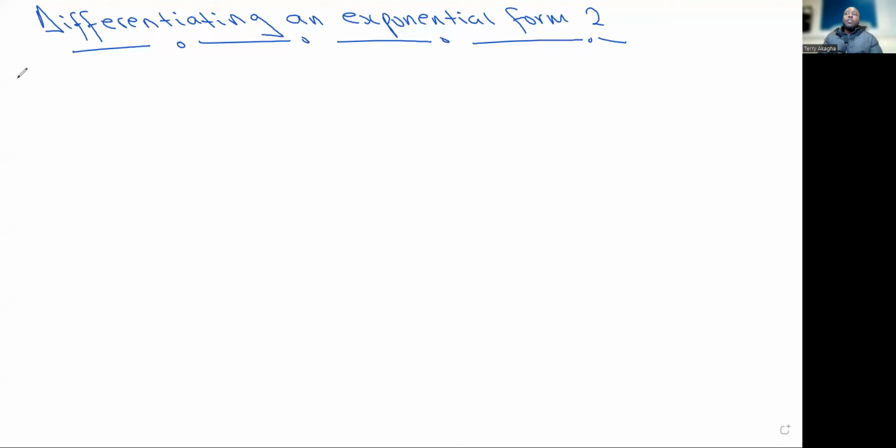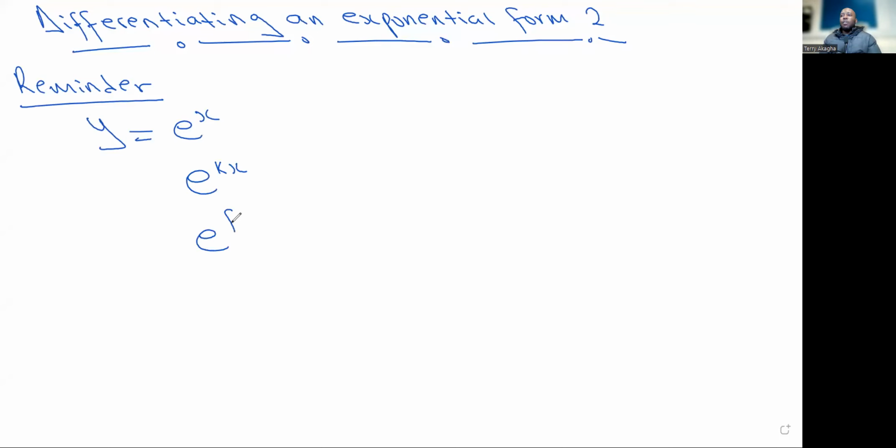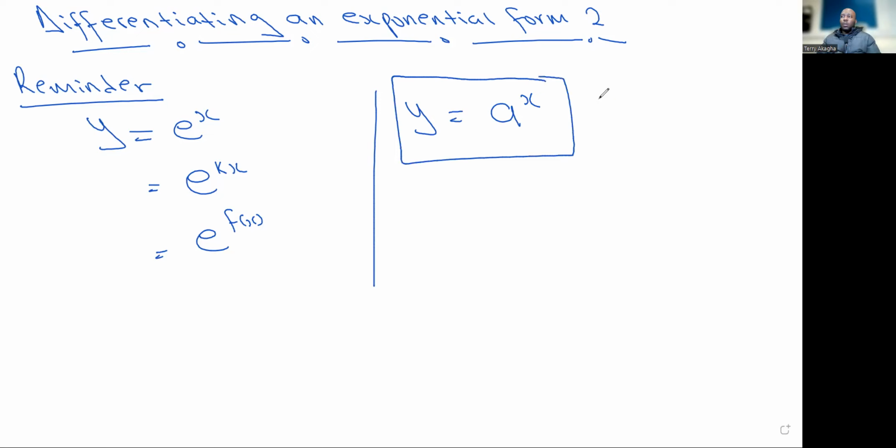So in the previous video, the first form, we talked about how to integrate something like e raised to power x, or e raised to power kx, or e raised to power a function of x. So we talked about the first form in the previous video, okay? Now, in this video, we want to talk about the second form, which is a raised to power x. How do you differentiate this one, all right?